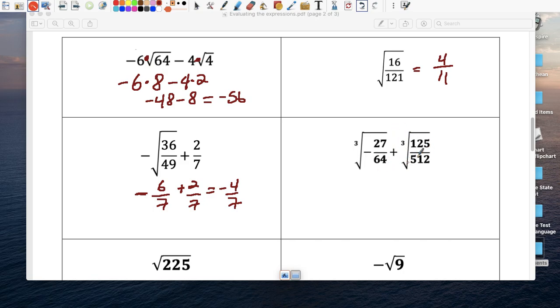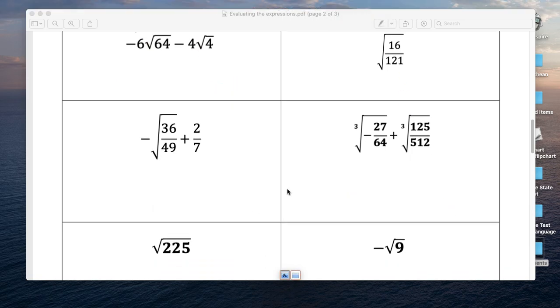Cube root, again, we're back to the cube roots. I have a feeling that I did this before. So the cube root of a negative number is negative, and the cube root of negative 27 over 64 is negative 3 over 4. Plus the positive cube root of 125 over 512, which is 5 over 8. I'm pretty sure we did this before. Let's change this to equivalent fractions. 3 over 4 written in eighths is the same thing as 6 over 8. So final answer, negative 1 over 8.